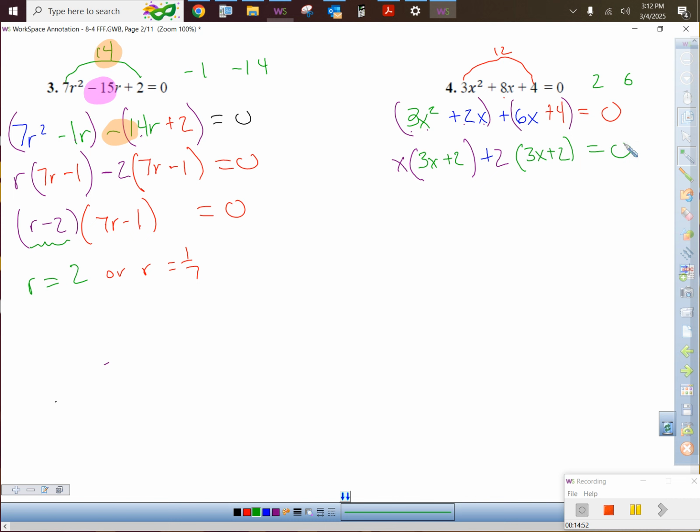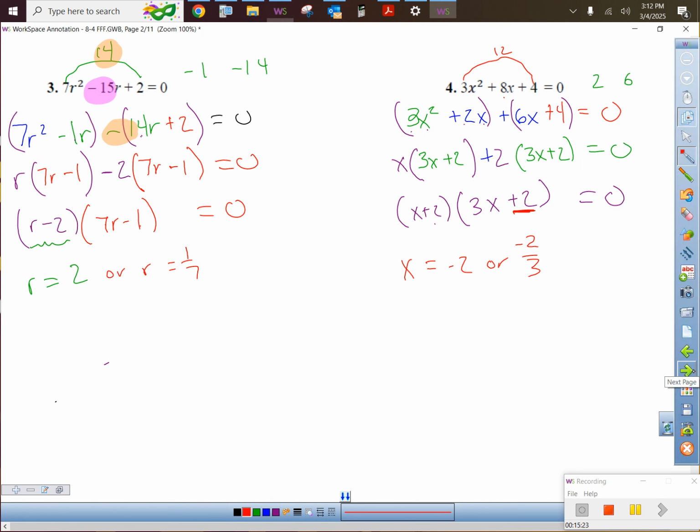And then the next move, regroup. So x plus 2 times 3x plus 2. The GCFs became a group of their own, and the common group comes down for the ride. Solve with the zero product property. X could equal negative 2, or opposite of this guy over that guy, negative 2/3. Solving quadratics by Frowny Face Factoring.